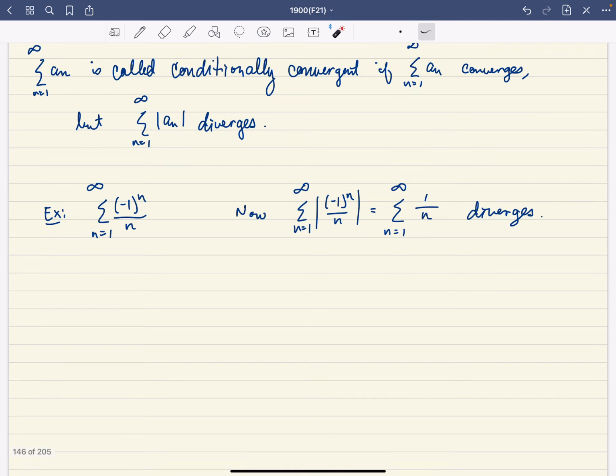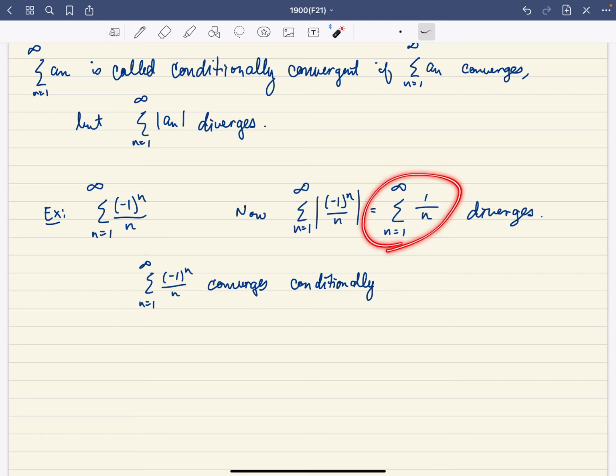But the original series, negative 1 to the n over n, converges by the alternating series test. You know that the 1 over n terms are positive, decreasing, and tend to 0. And therefore, since negative 1 to the n over n converges, we say that this series converges conditionally. Again, the sum itself converges, but when you take absolute values, you get a divergent series because it's the harmonic series.